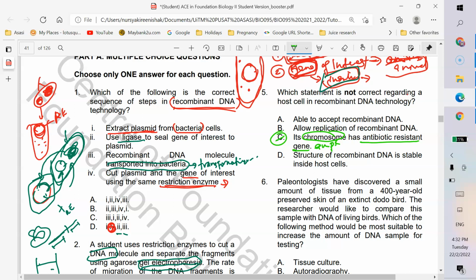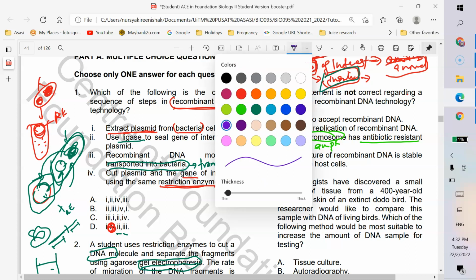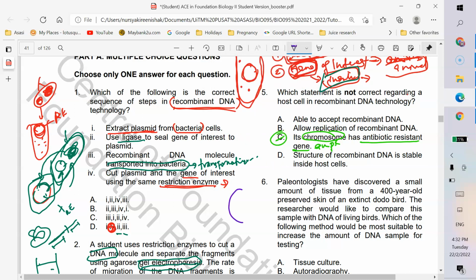Tadi siapa? Ampicillin resistant gene dia ada dekat plasmid. Okay, dia ada dekat plasmid. Bila bakteria ni dia dah ambil recombinant plasmid, bakteria tu dia ada ampicillin resistant gene. Apa kegunaan ampicillin resistant gene? Bakteria ni awak akan grow dalam satu medium yang ada antibiotik ampicillin.